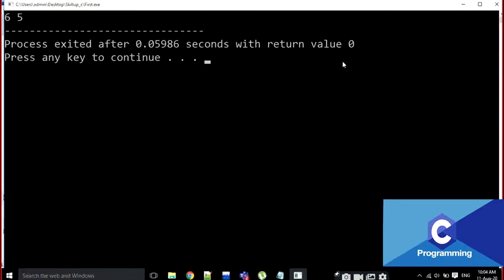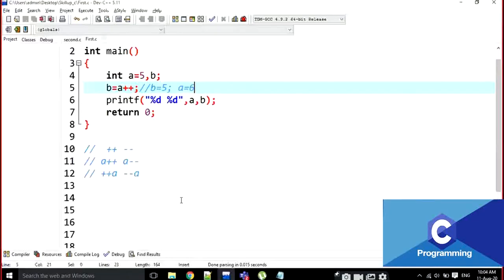Okay, is it clear? Yes, sir. Repeat again, sir. Yes, I am repeating now. This is the step 1. If it is a post increment or decrement, no doubt, this is the first step, what I am highlighting here. Then after that, this is the second step.